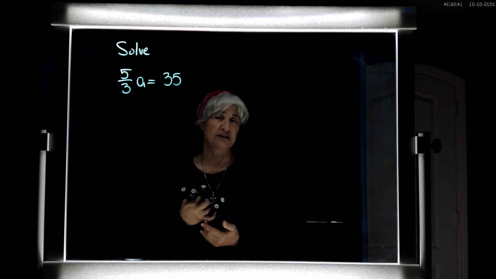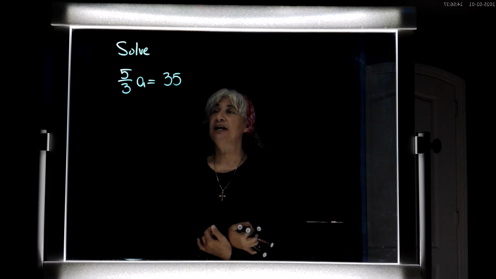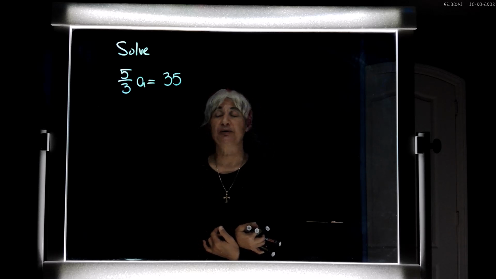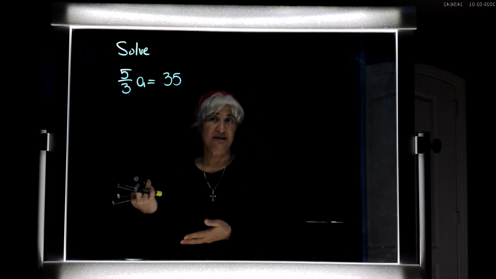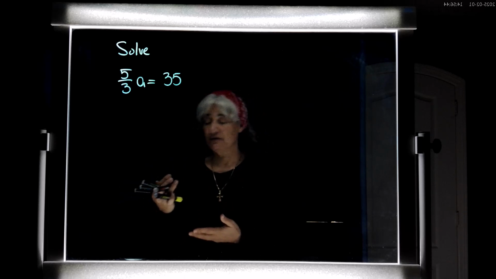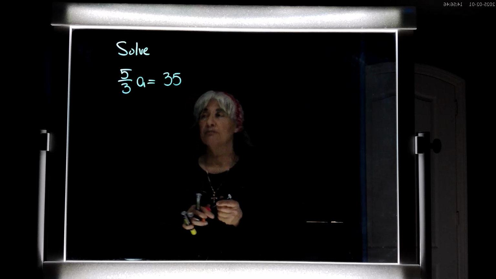So we are going to look at this type of equation and we're going to refresh our brains on how we solve it. Okay, so let's start with the variable. We're solving for A. What's attached to the A? Good, the 5 over 3 by what operation?